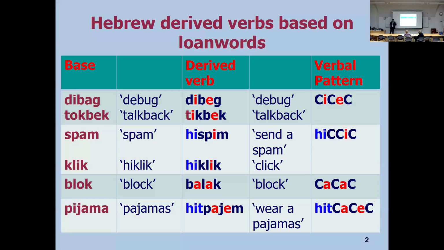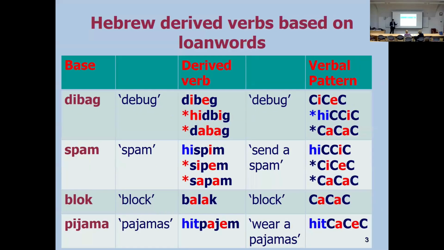One of the questions that have been debated for a long time is the competition between patterns. Why do we select one pattern and not another? For example, as you can see in the other slide, I dropped some of the examples just for space reasons. For debug, instead of saying debug in the EE pattern, we could have said hidbig, like hispim, or dabag. And for spam, on the other hand, instead of saying hispim, we could have said sipem or sapam. I haven't demonstrated for all the others, but it's the same principle. So the question which is asked is why we select one pattern and not the other. I might talk about it a little bit today, but this has been discussed by many studies, including myself.